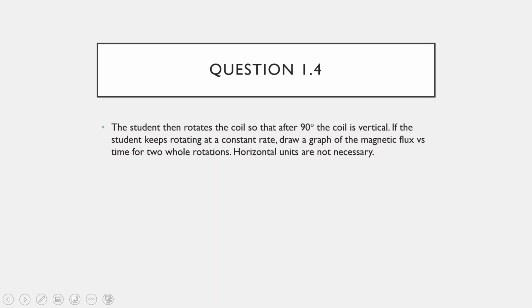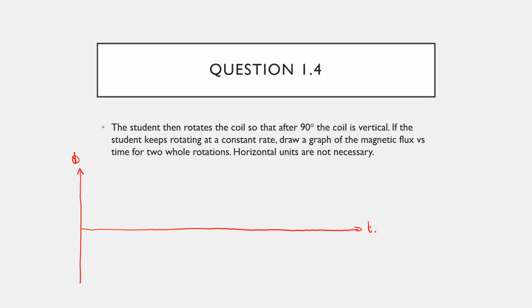So the next question is related. It says the student then rotates the coil so that after 90 degrees, the coil is vertical. If the student keeps rotating at a constant rate, draw the graph of the magnetic flux versus time for 2 whole rotations. Horizontal units are not necessary. All right, so let's set up an X and Y axis. So the Y axis we will call our flux, and the X axis will be time.